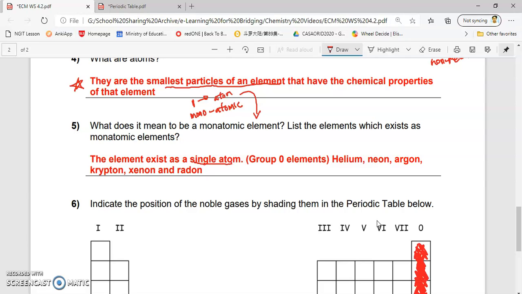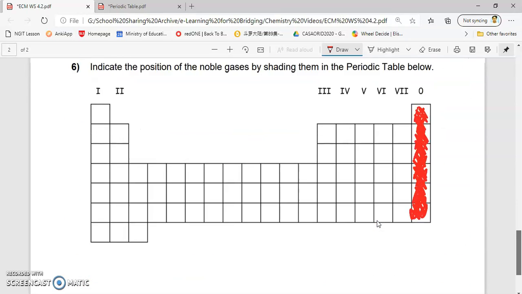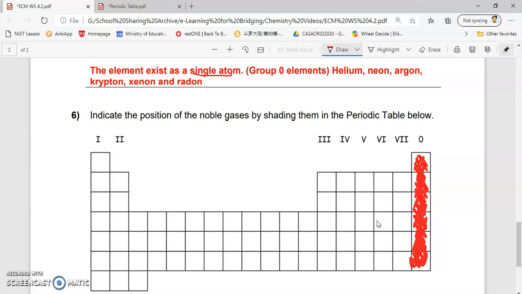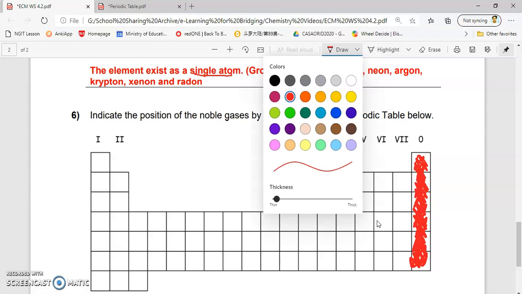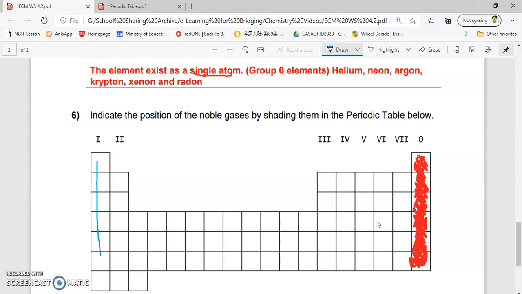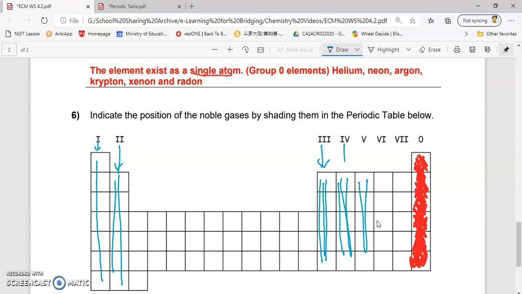So which elements exist as monatomic elements? They're actually your group 0 elements. So let me scroll down here. This is group 1. Group 1 is actually all the elements here. So this group 1, this group 2, this group 3, this group 4, group 5. So groups belong to each of these columns over here. But group 0, where are they? They're over here. So I indicate the position of the noble gases by shading them.